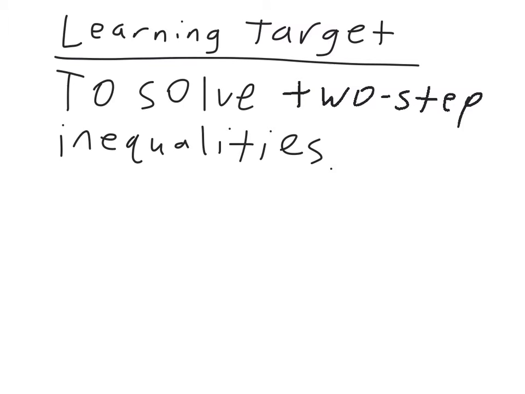The learning target for today is to solve two-step inequalities. Solving two-step inequalities is very similar to solving two-step equations. There's not much difference, just knowing when you have to flip the sign, watching the inequality sign. That's the only difference, and then of course graphing afterwards. There pretty much isn't anything new, it's just taking what we've been doing with inequalities the last few classes and combining that with two-step equations. So I'll do a few examples.